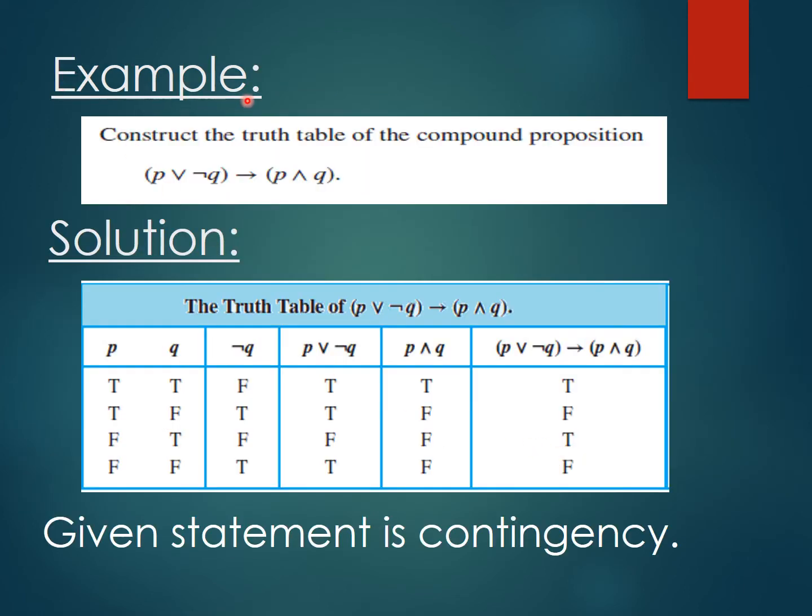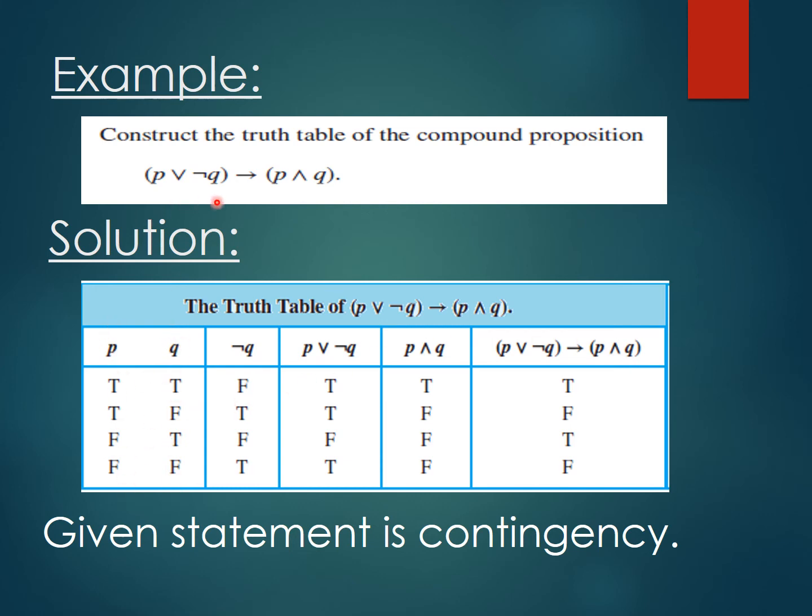Let's see some examples. Construct the truth table of the compound proposition P or not of Q implies P and Q. Now first see what is given to us in the question. Left hand side is P or not of Q, and right hand side is P and Q. And two propositions P and Q are involved. So in the solution truth table, we are going to write down first the given propositions.